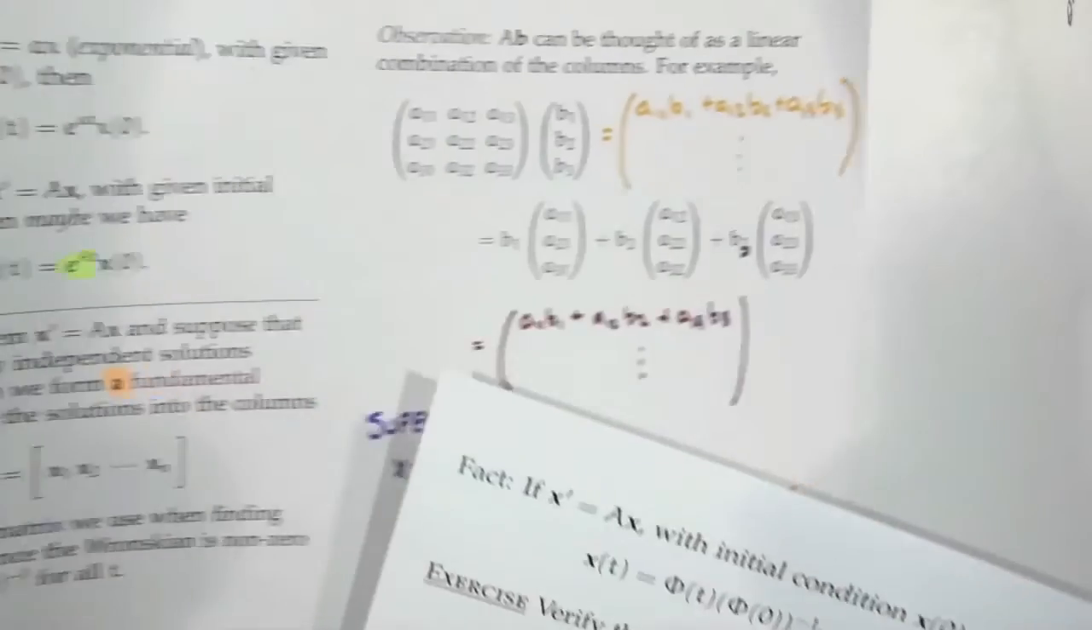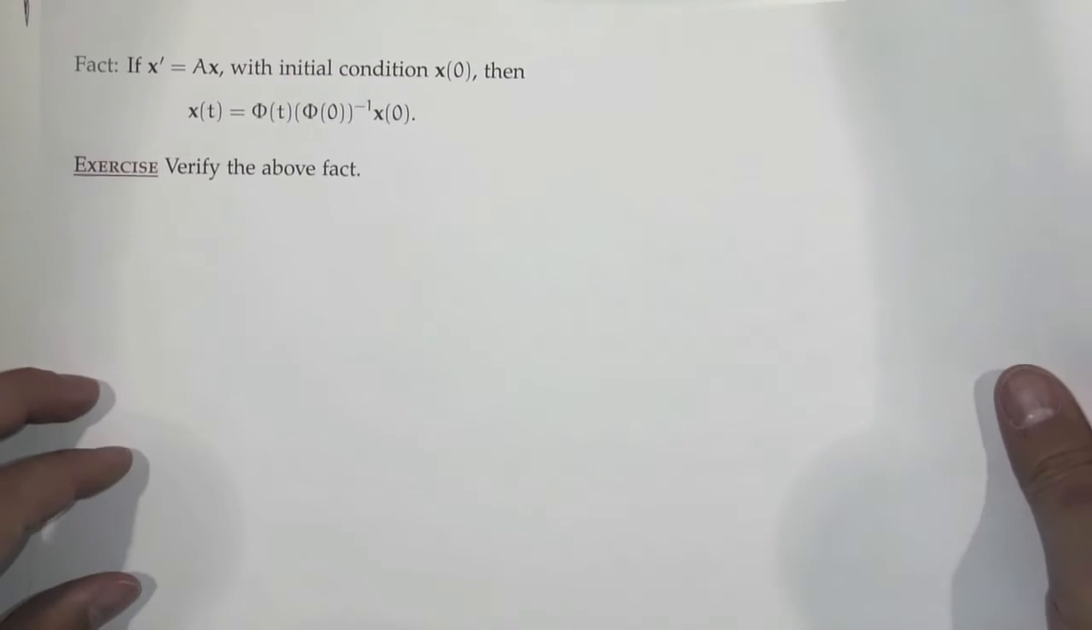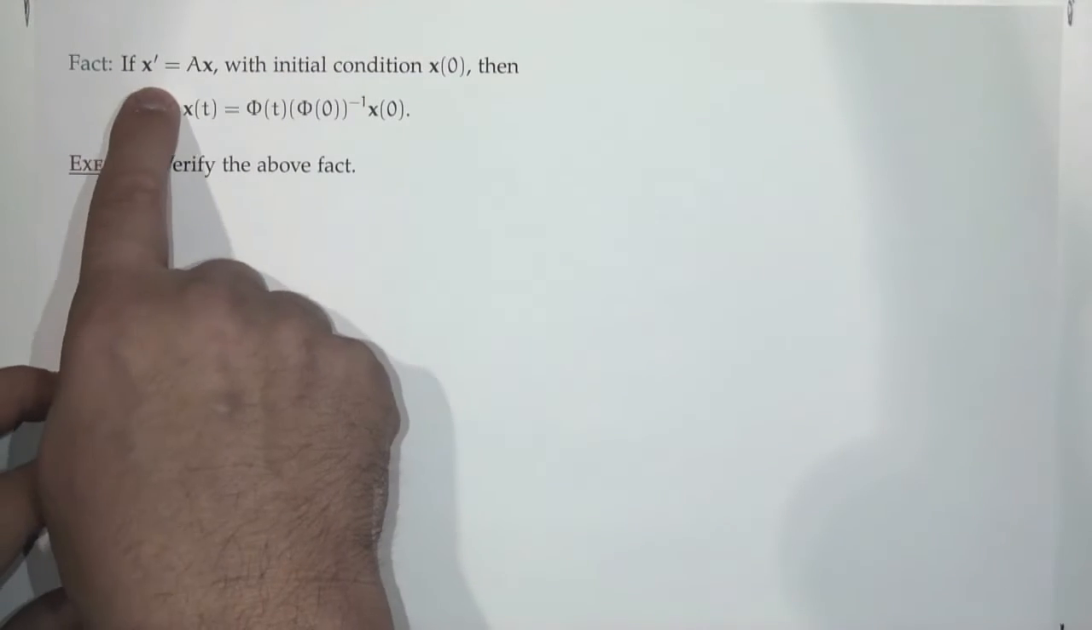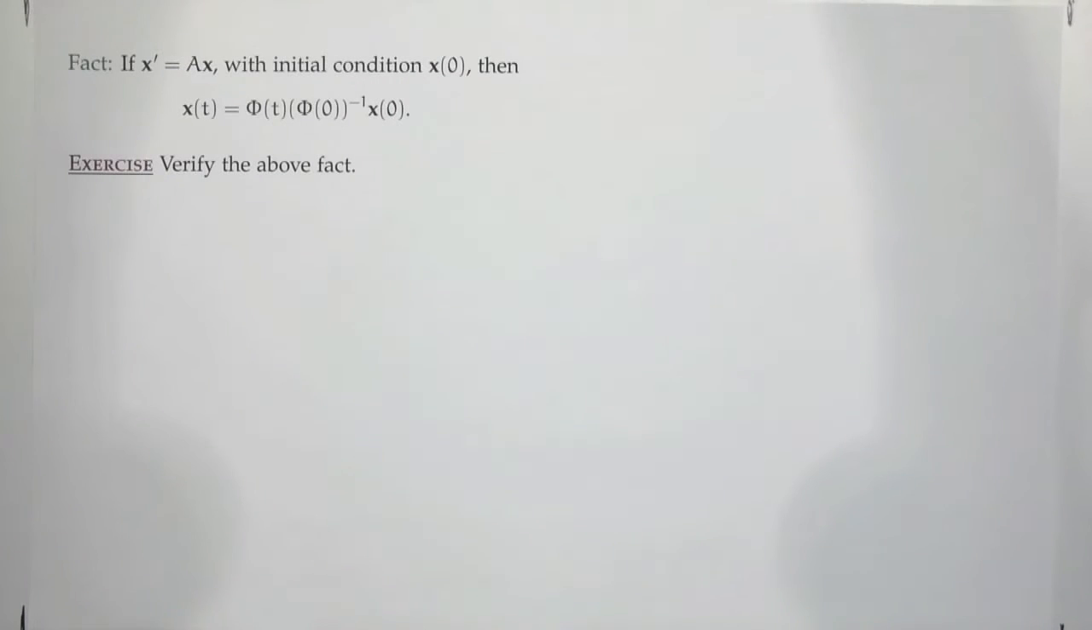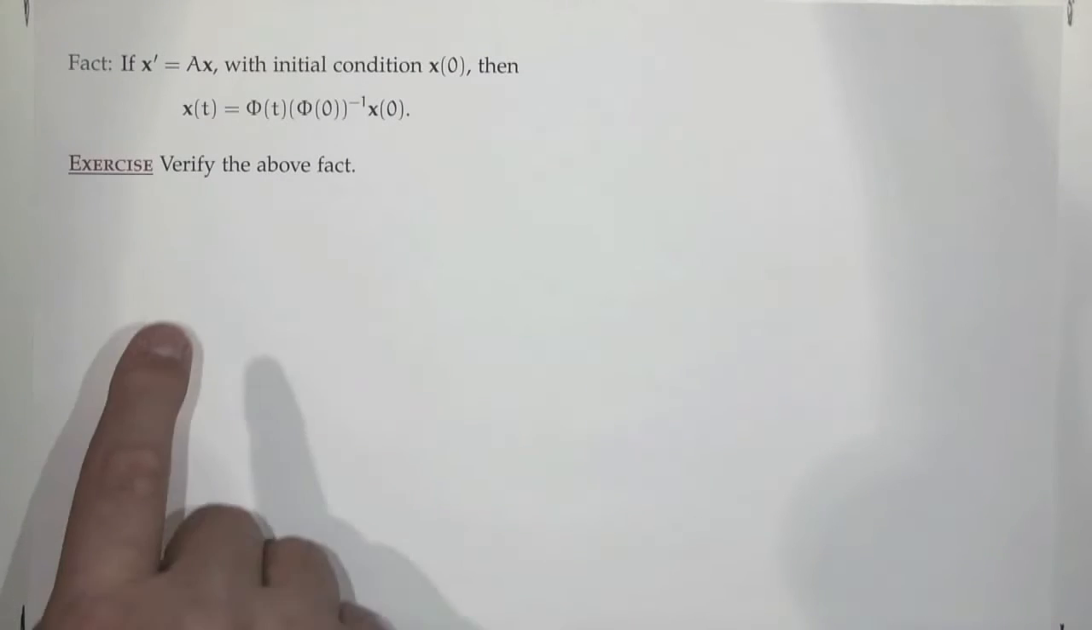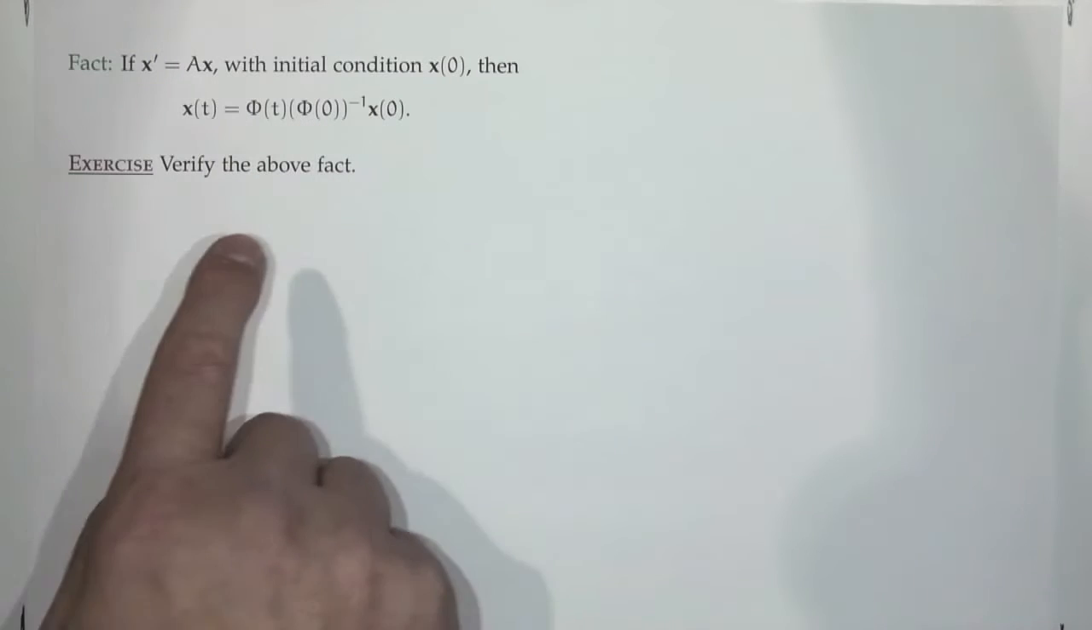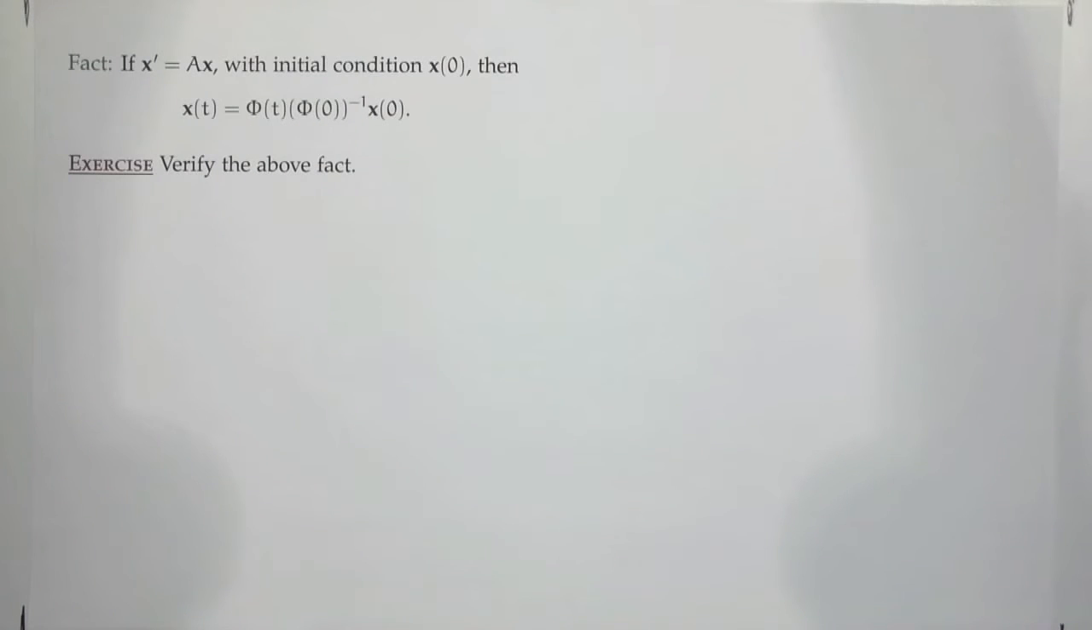Here's a fact. If x prime equals Ax, and you have initial condition x of 0, then x of t is phi of t, phi of 0 inverse x of 0. Wow, that's amazing. Okay, good.